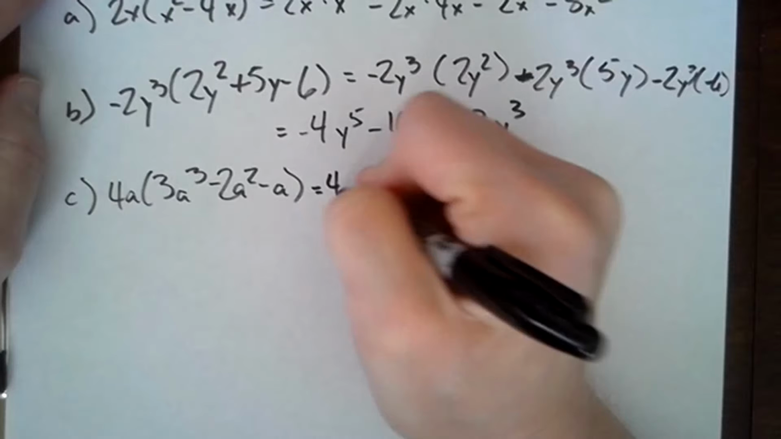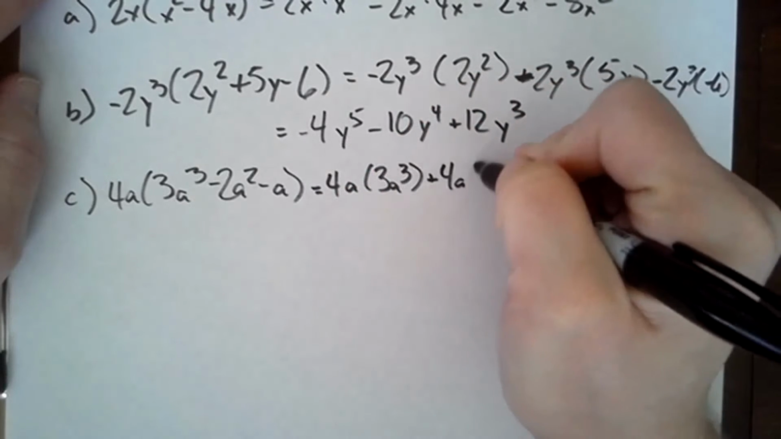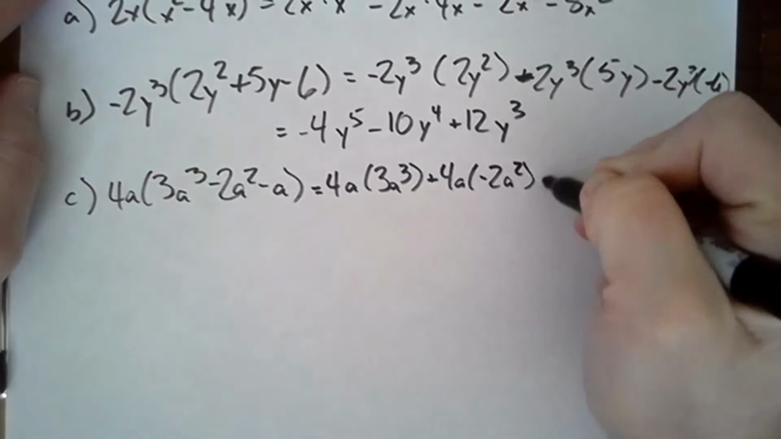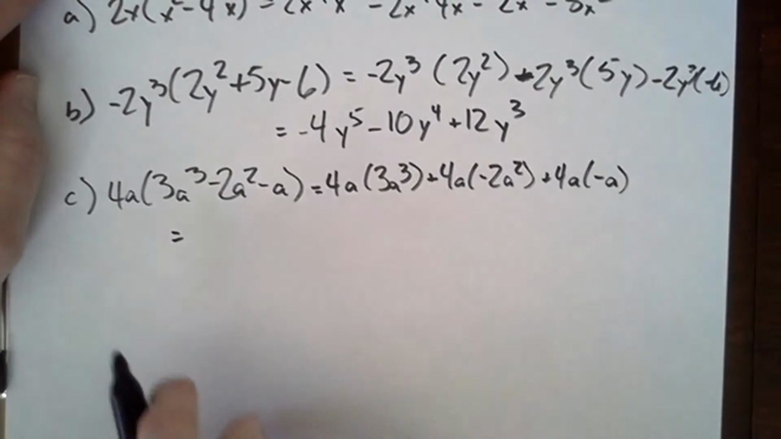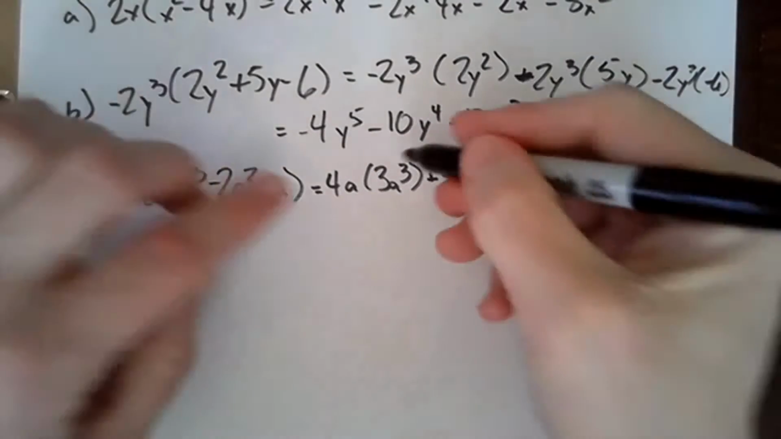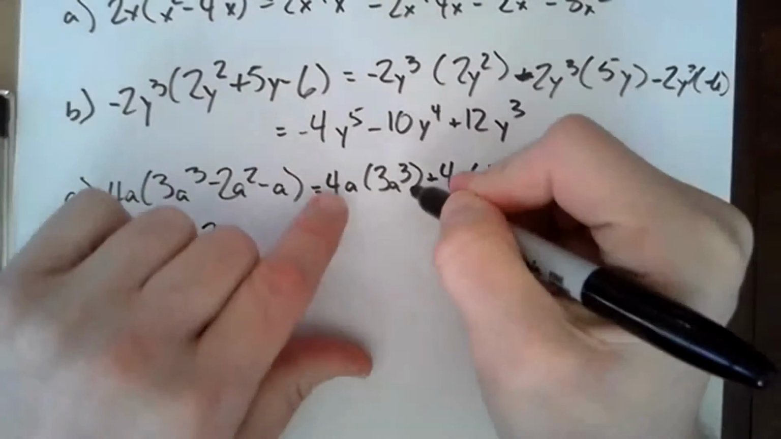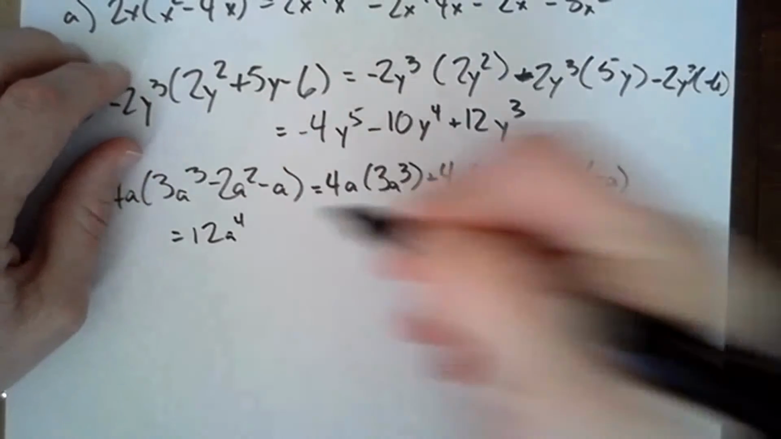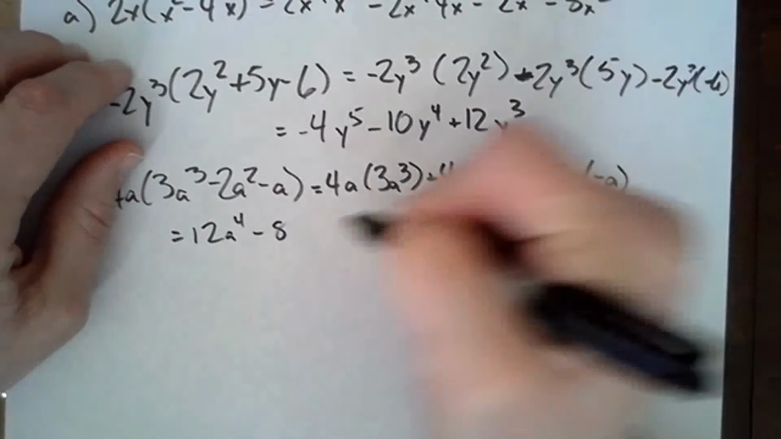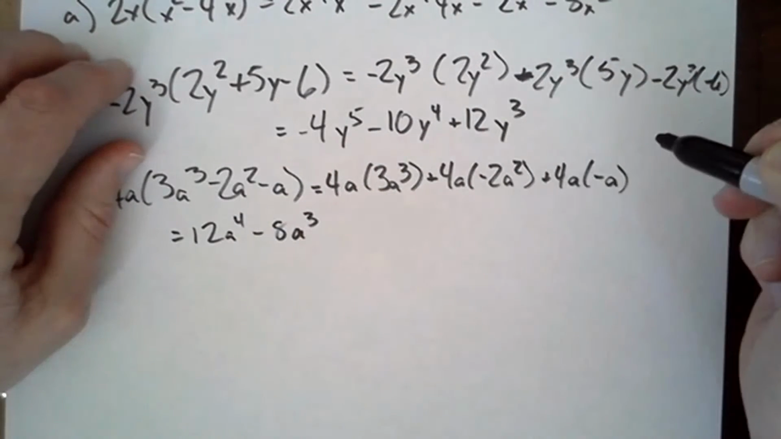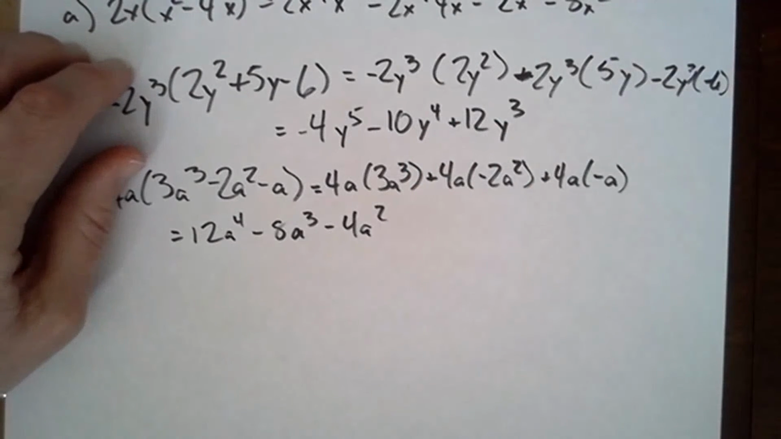Finally, one more of these. We've got 4a times 3a cubed plus 4a times negative 2a squared plus 4a times negative a. Multiplying our constant factors, we get 12 times our variable factors, a to the fourth, minus 8a cubed minus 4a squared. And that's going to be it.